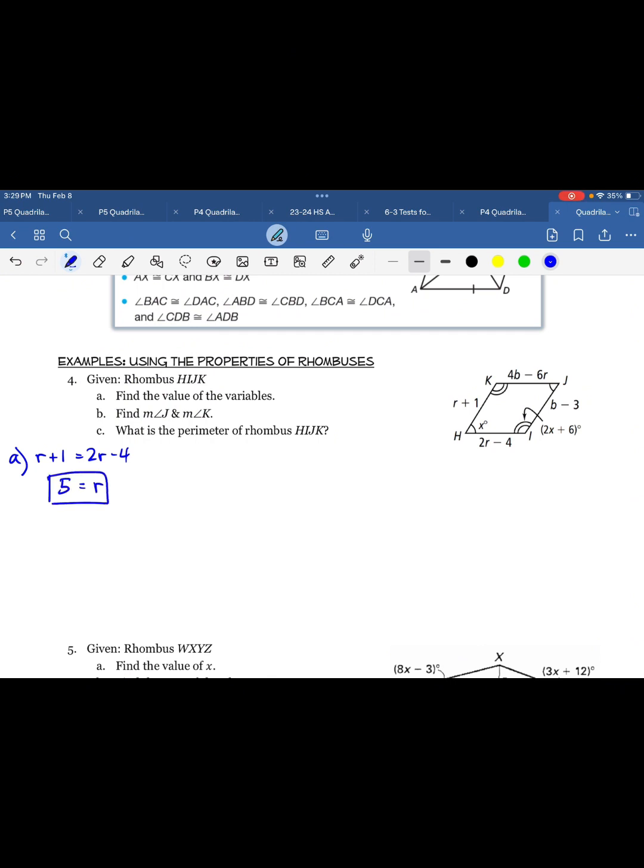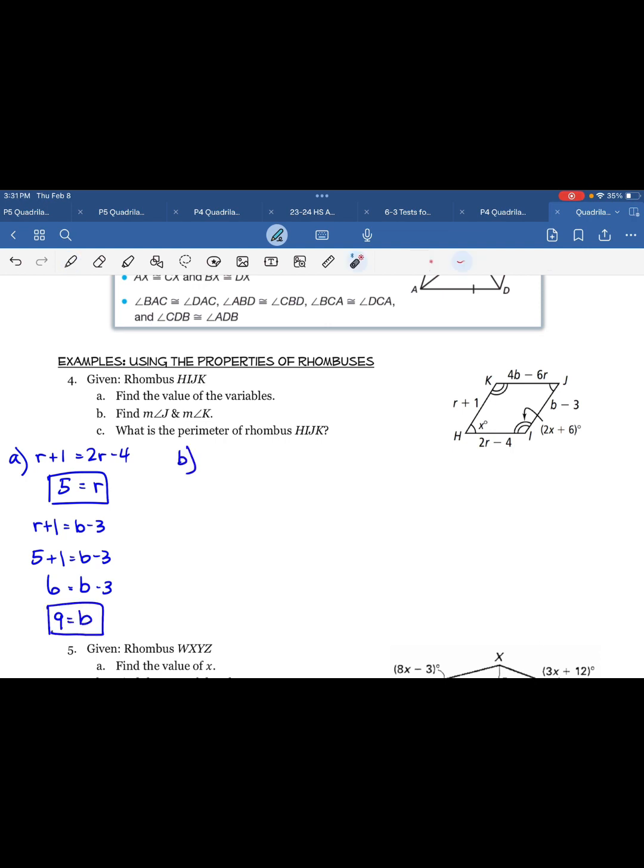I'm going to plug that in. I know that these guys here are equal, and that looks pretty simple. So then r plus 1 is equal to b minus 3. And instead of r, I'm going to replace that with 5 plus 1 equals b minus 3. So that means 6 equals b, and I should minus 3. That means 9 is equal to b.